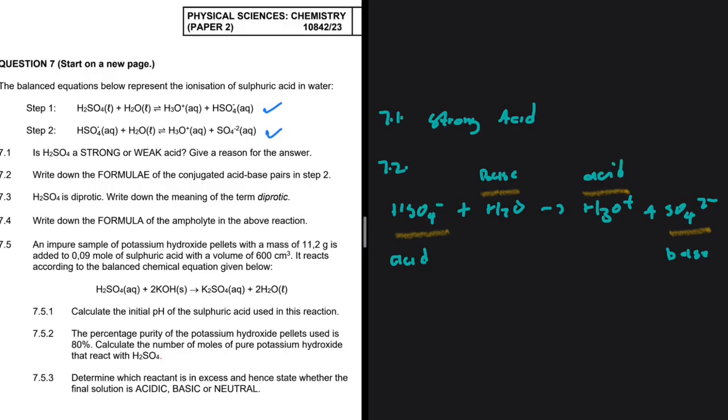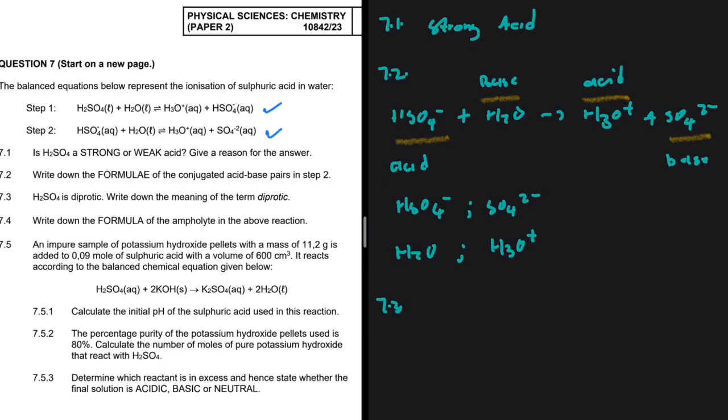So our acid-base conjugate pairs are HSO4 minus and SO4 2 minus, that is an acid-base conjugate pair, and H2O with H3O plus. That is how we answer 7.2.